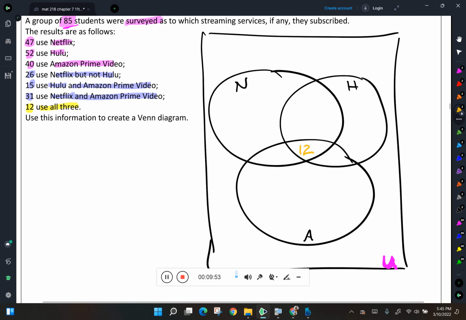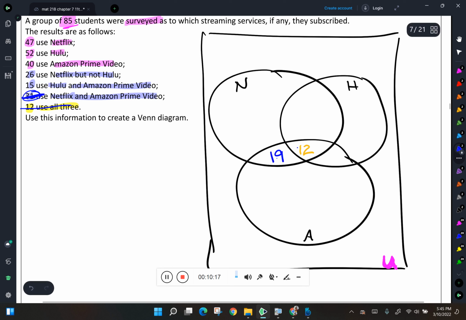And now that I know that there are 12 that live there, all of that information about 2 pieces of the puzzle becomes useful. Like, now I can use this 31. Netflix and Amazon Prime, these two pieces together must add up to 31. I know where 12 of them live, so the rest of them live in the other place. 31 minus 12 is 19, so 19 live here.